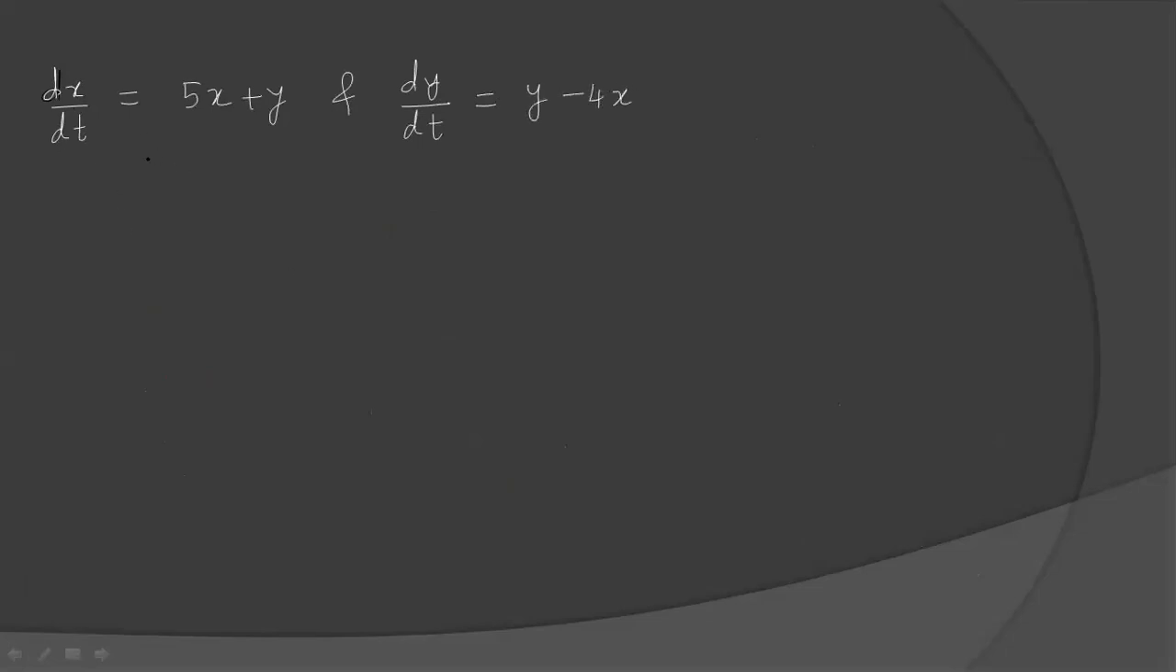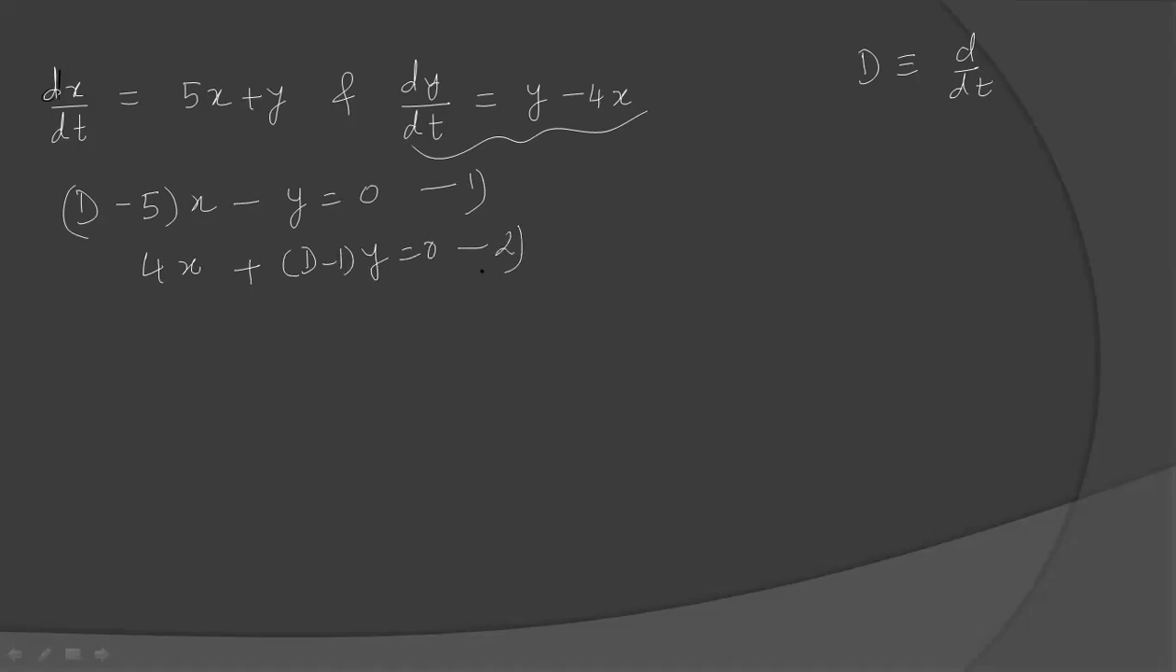You can see that the differential equation in x has a y term and the differential equation in y has an x term. So how can you solve it? Let D be the differential operator, the derivative with respect to t. This can be written as (D minus 5)x minus y equal to 0. Call it equation number 1. Similarly, write the second equation with the x term first: 4x plus (D minus 1)y equal to 0. This is equation number 2.